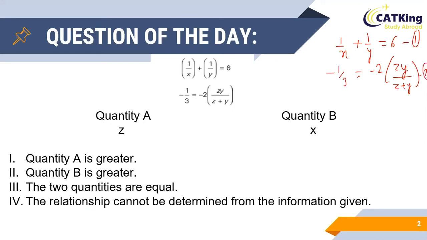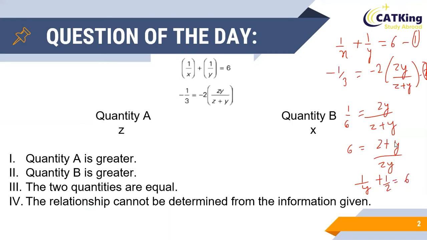Now on simplifying, we see 1/6 = zy / (z + y). Now let us take reciprocals on both sides. That will give us 6 = (z + y) / zy. On further simplification, we'll see that 1/y + 1/z = 6.